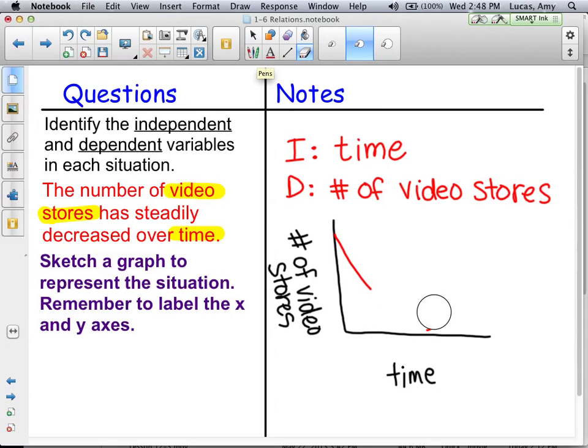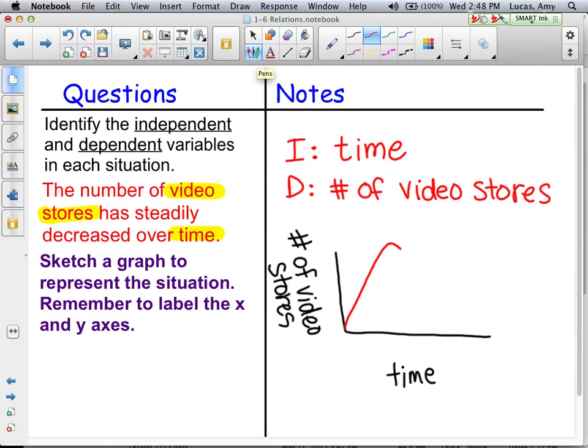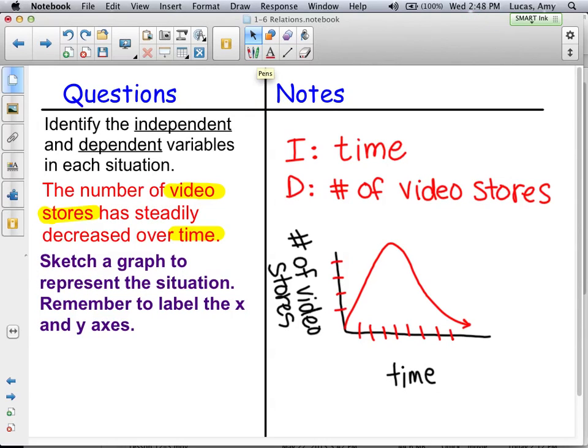So I guess another kind of graph would work. A graph where the number of video stores increased and then it decreased. That would work also. It just depends on what years you're talking about down here on your axis. If you're talking about starting your graph when there were no video stores, or starting your graph, like I did initially, where I was starting it at the peak and then I was just saying that it had decreased over time.